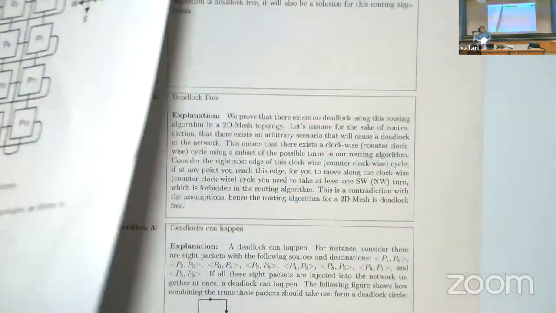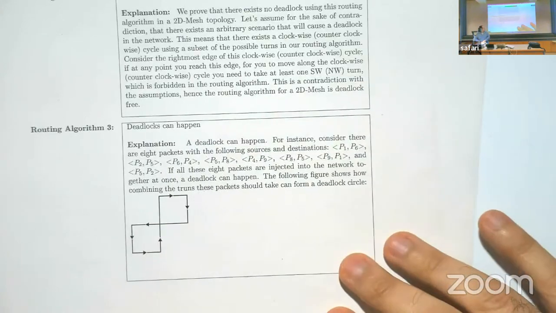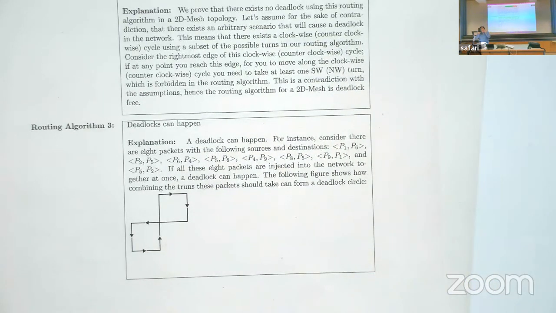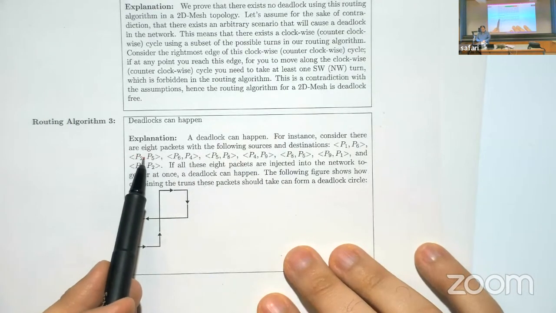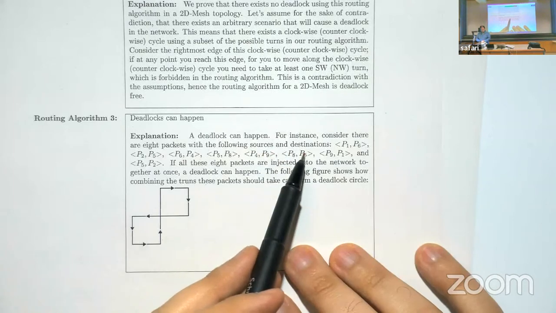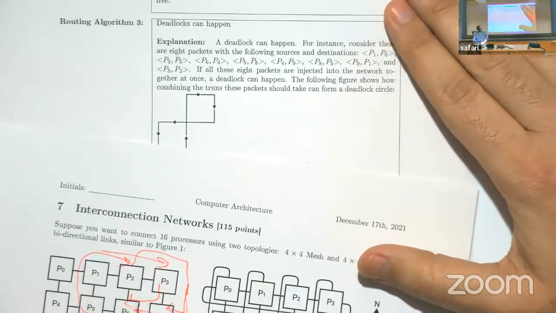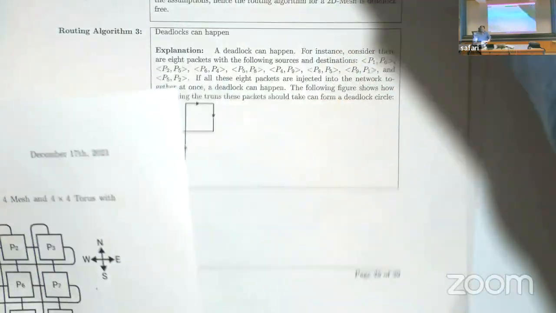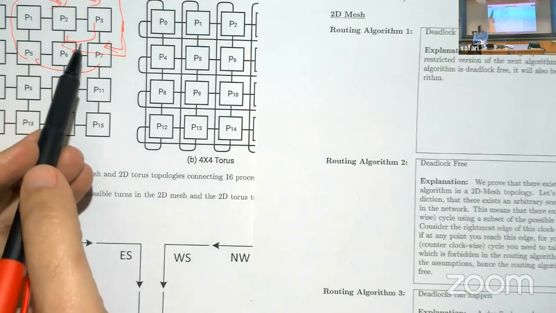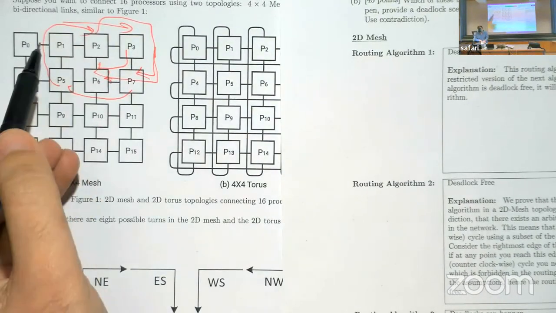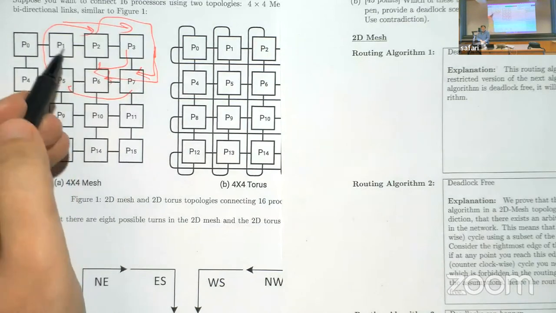Okay, and that's all. So for routing algorithm 3, that was also the hardest part, I would say. The deadlock can happen. So here I'm providing an example: there are 8 packets with the following sources and destinations. P1 is sending to P6. Cannot show them together. So P1 is sending to P6. P2 to P5. Basically, I'm considering how many hops between them, like 3 hops, right?